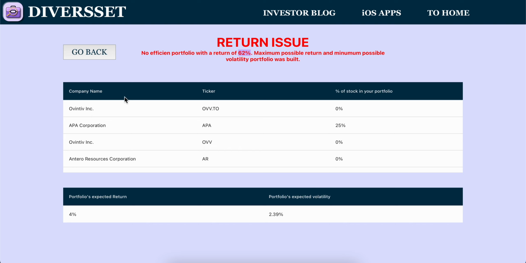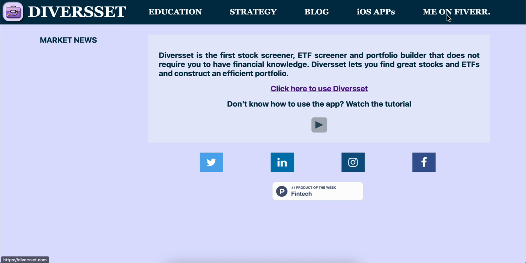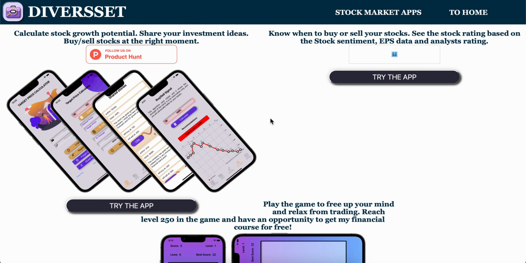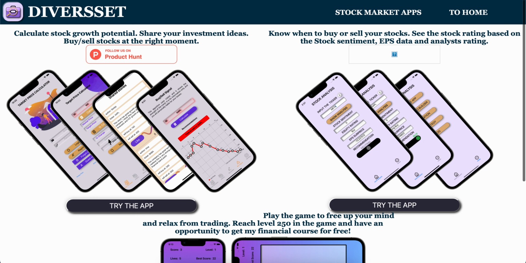So this is the application. You can use it. You can also go to Fiverr, me on Fiverr. I can do equity valuations manually. There are great iOS applications for equity investors too. This is for calculating the stock target price. This is for getting investment ideas. This is a very good application for sharing and getting investment ideas, to see what other people, what other traders, investors are buying and why. This app is called Stock Target Price.